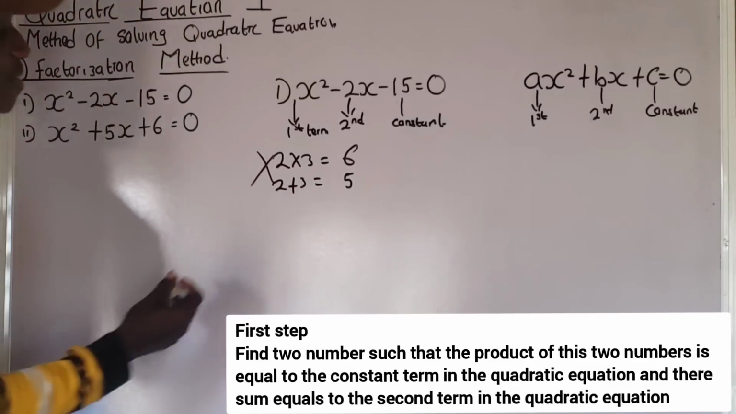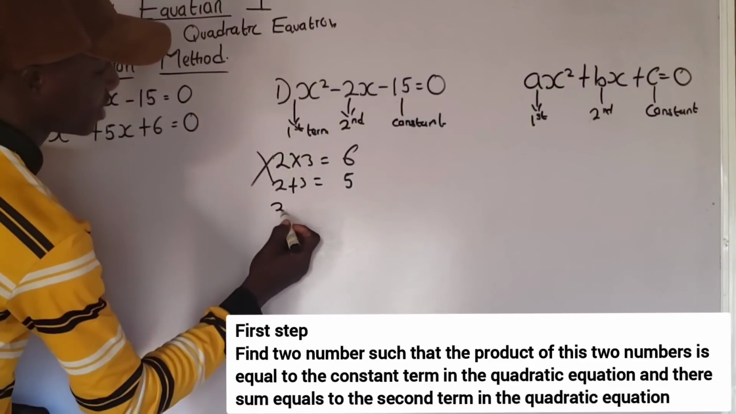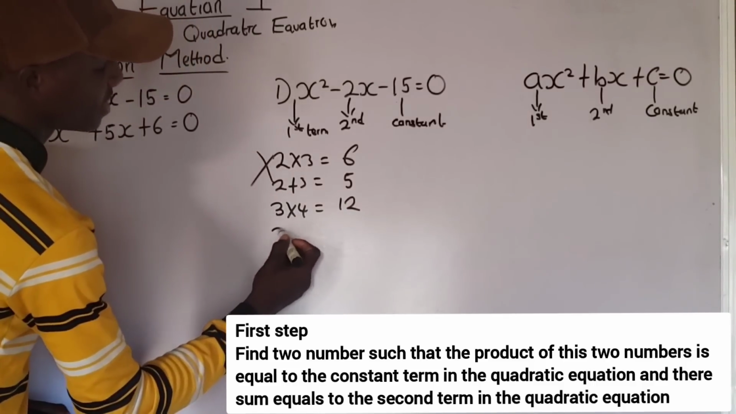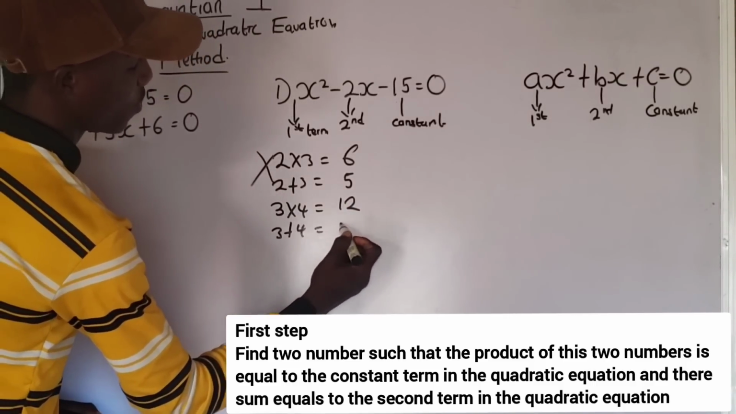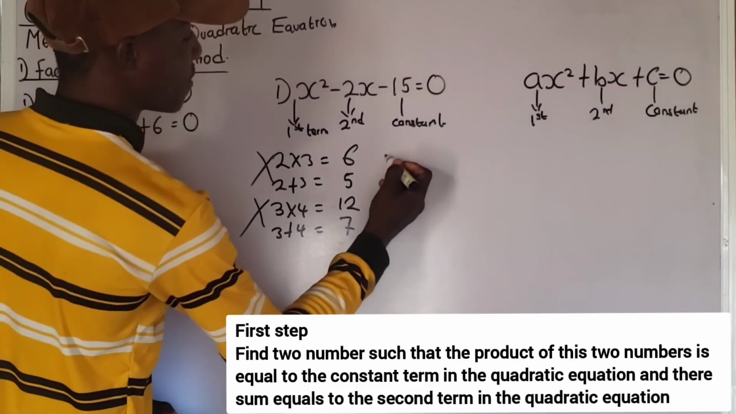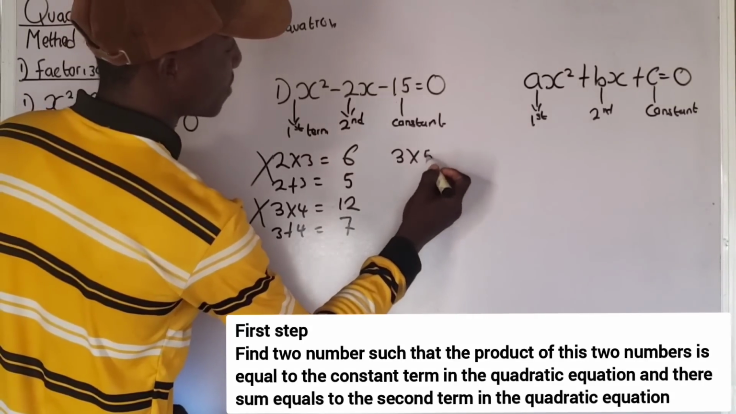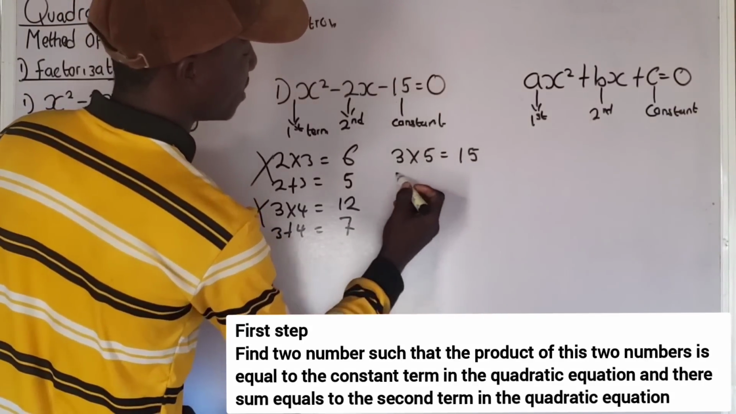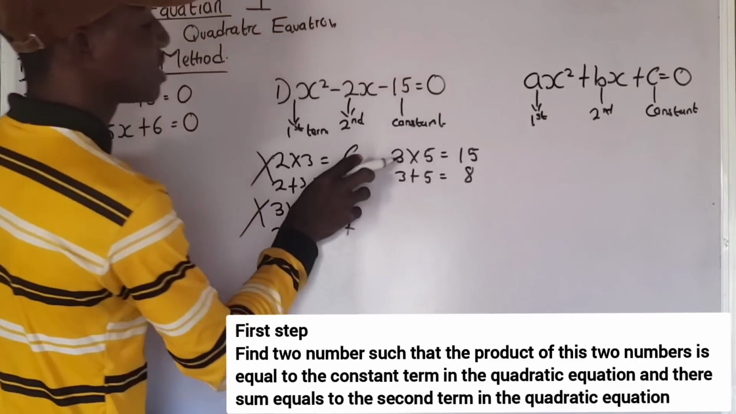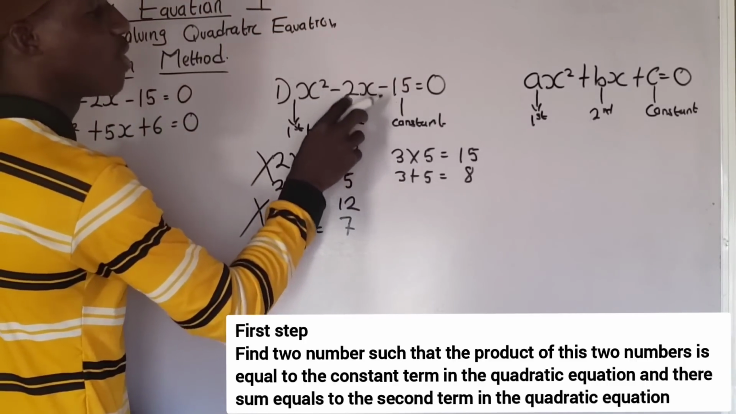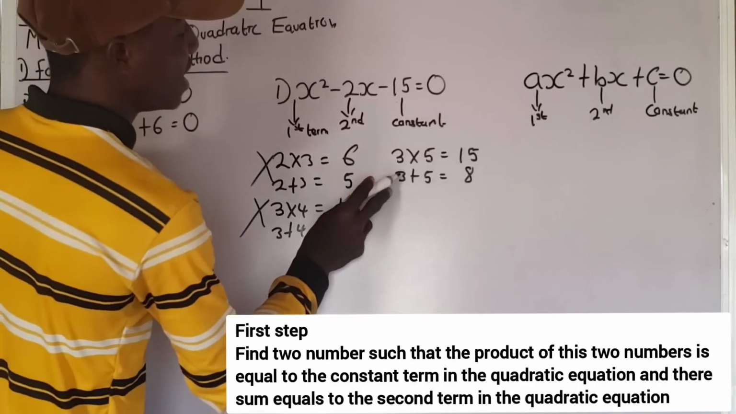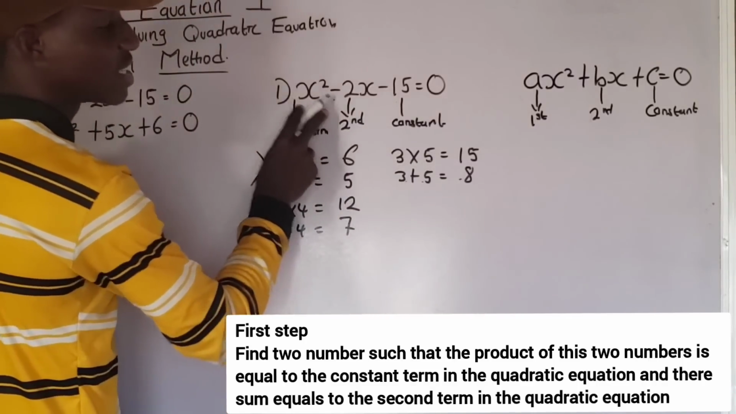Let us try another number. Let us try 3 and 4. 3 times 4 equals to what? 12. And 3 plus 4 equals to 7. So this is also not correct. Let us have another number. 3 and 5. 3 times 5 equals to 15. 3 plus 5 equals to 8. Even though 3 times 5 gave us 15, we are looking for negative 15, not 15. Do you understand? And 3 plus 5 gave us 8. It is not negative 2.